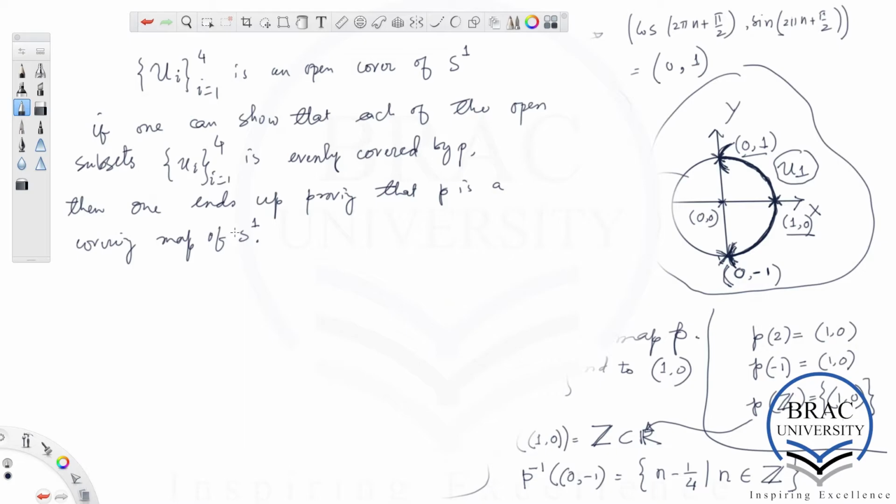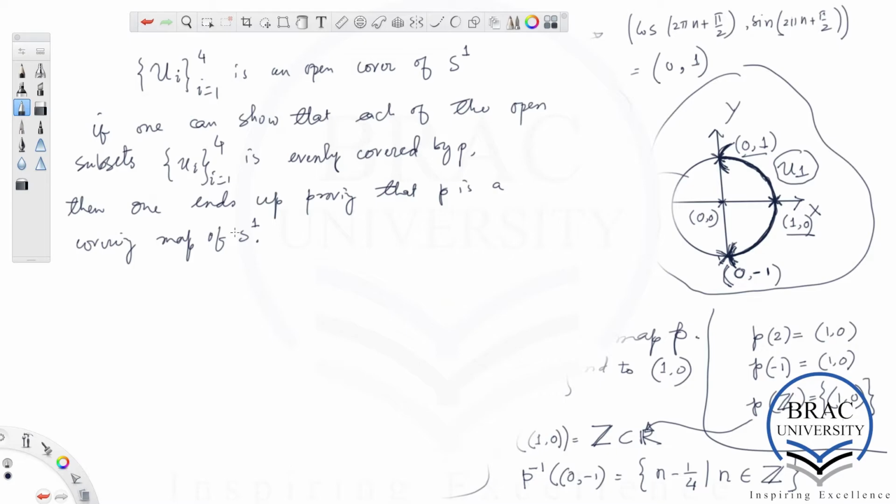Okay, so what we are saying is that we need to prove that each of these open sets is evenly covered by P. This is what we need to show, and this will prove that P is a covering map, because for the definition of covering map, one needs to show that for each point of the circle S1, we can find an open set that is evenly covered by P. That is something that we need to show to prove that P is a covering map.